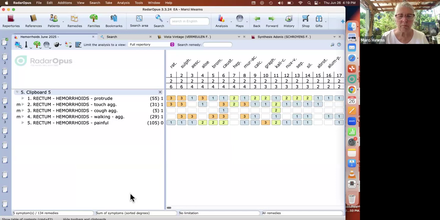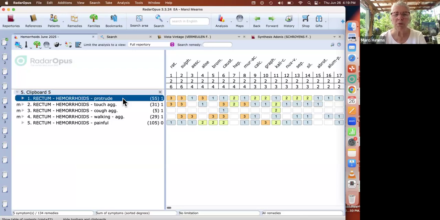Now, effectively, I've got two symptoms for the hemorrhoids here. I have hemorrhoids protrude. You know, you have internal hemorrhoids and you have external, so it's always important to note. And while I didn't write that in the case, these indeed are external. Well, I think maybe she says that popped out after the anger. So there's that. Then we have these modalities.